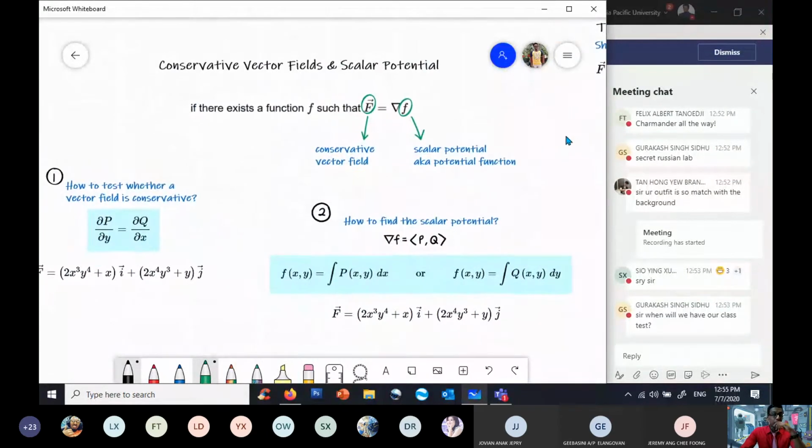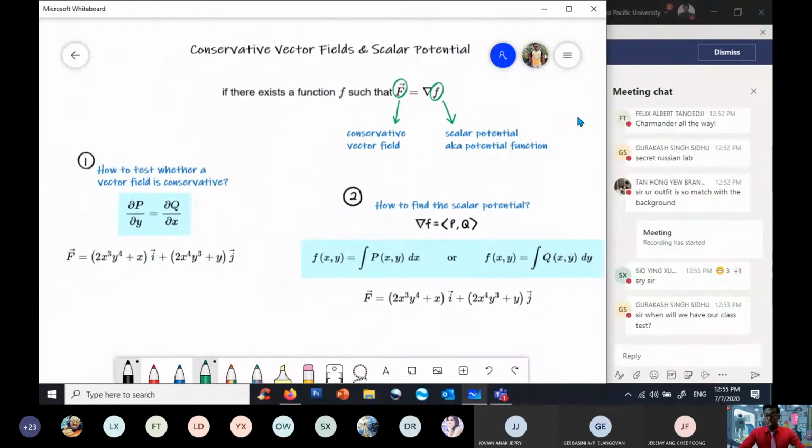Otherwise, this is the thing I wanted to cover for today. Conservative vector fields and scalar potential. So take a piece of paper. There's quite a bunch of calculations involved in this topic. The first time you are hearing it, it might seem like a bit too much, but hopefully with a few more practices, it gets a bit easier.